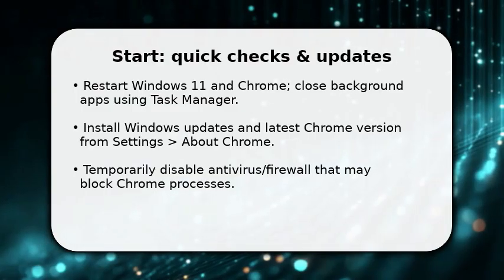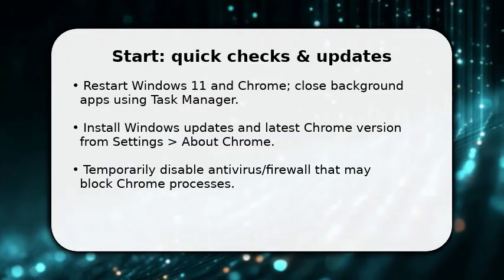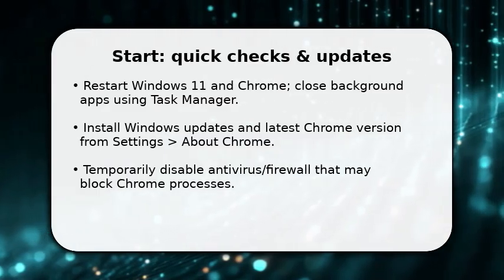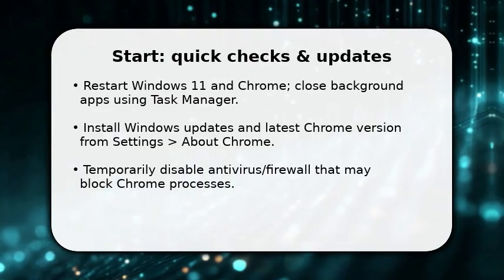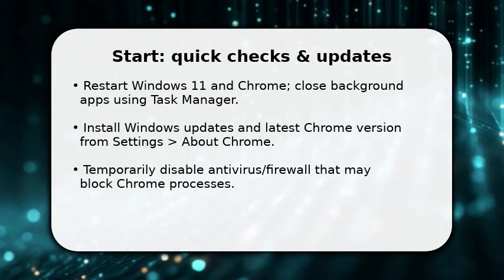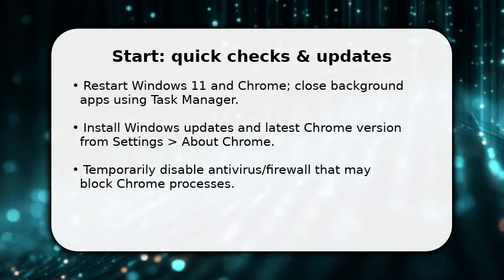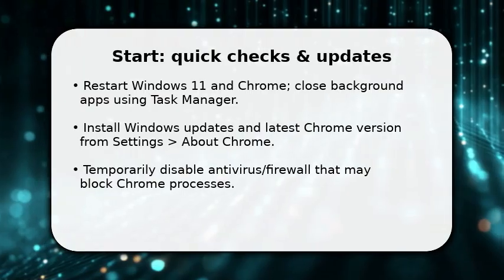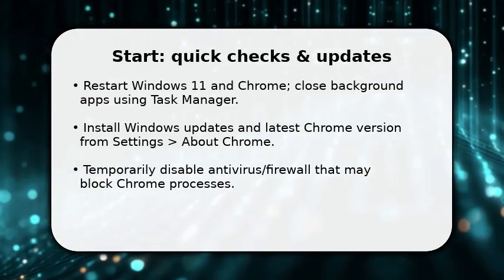You begin by forcing a clean environment, restart Windows and Chrome, then open Chrome settings about to install updates. Once done, make sure Windows Update is current and temporarily pause third-party antivirus or firewall for testing. You'll free resources and remove obvious blockers quickly.